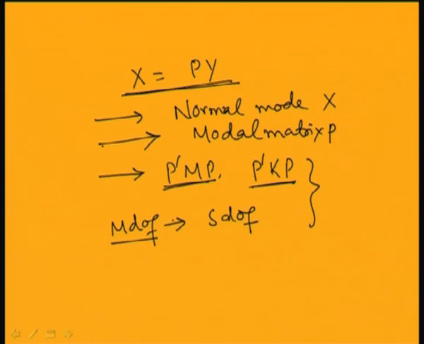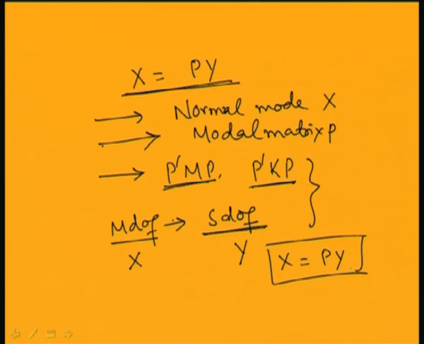So, here your vector is X and here you can have the vector Y, where X equals Py. By using this transformation you can do the analysis, and this analysis is known as the modal analysis method.